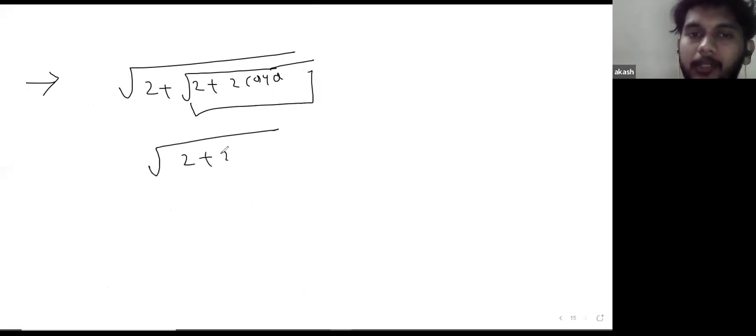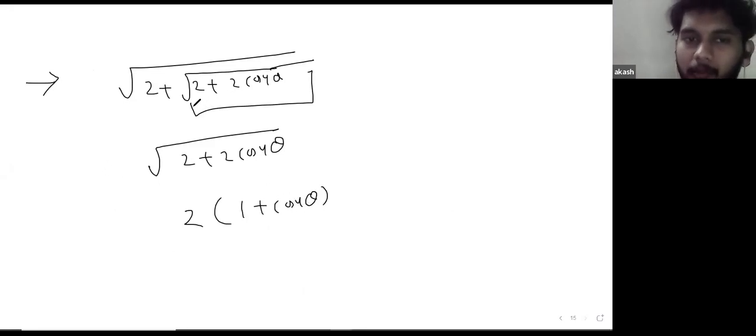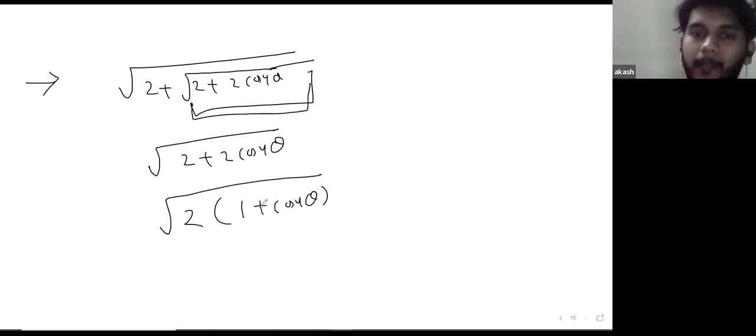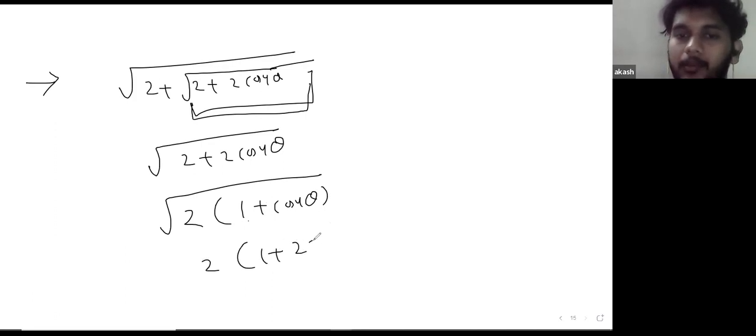This is under root 2 plus 2 cos 4 theta. I'm taking 2 common, so 1 plus cos 4 theta. First, I'm solving this part only, trying to find what this value is. What is the formula for 1 plus cos 2 theta? For cos 2 theta, we can expand 2 cos square theta minus 1. So here 4 theta means 2 theta, minus 1, and this 1 and minus 1 is cancelled.